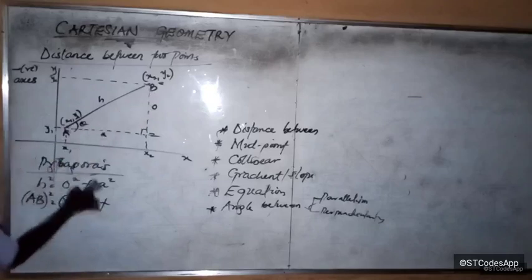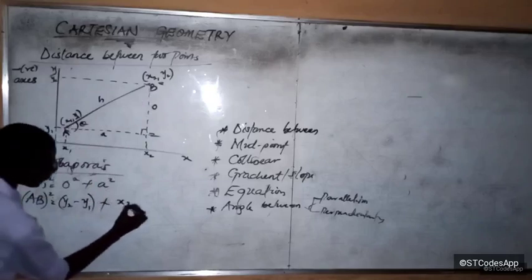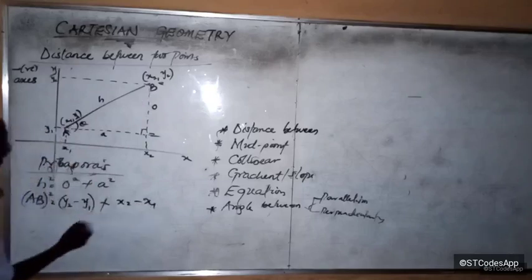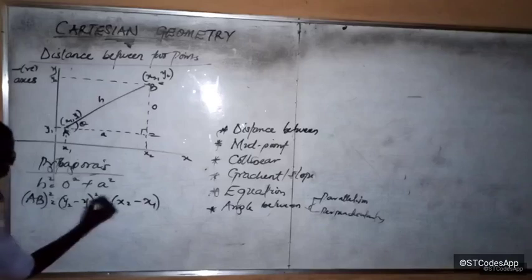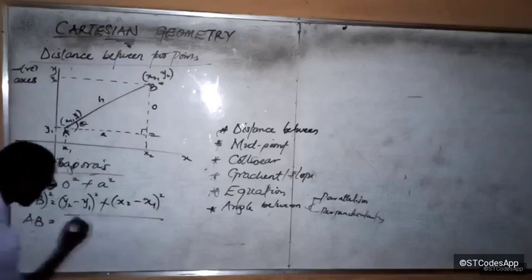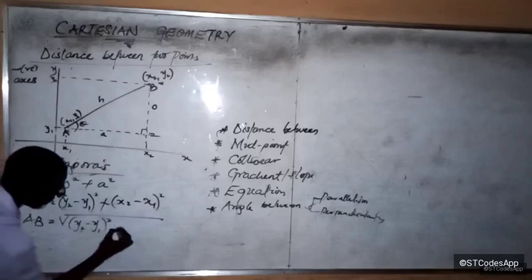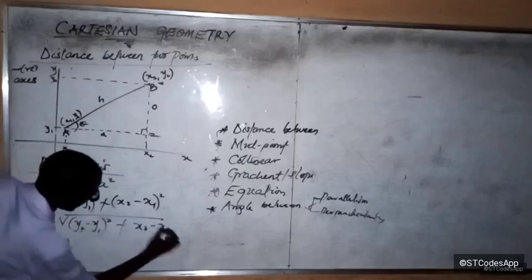Then plus the adjacent is going to be the distance from here to here, which is just our x2 minus x1. So now this squared and this squared. All right, so what do we have as the formula for our AB? Our AB therefore becomes the square root of y2 minus y1 all squared plus x2 minus x1 all squared.